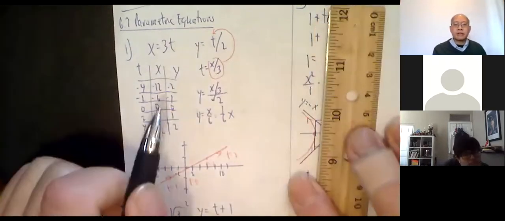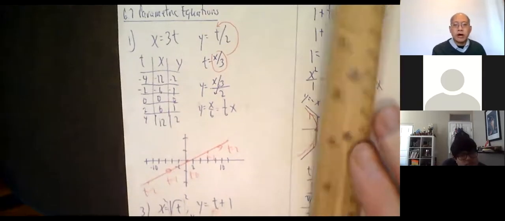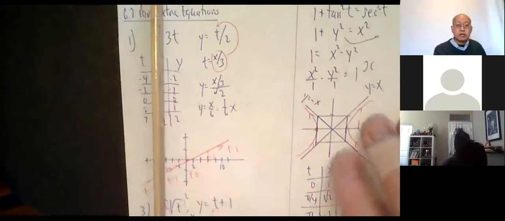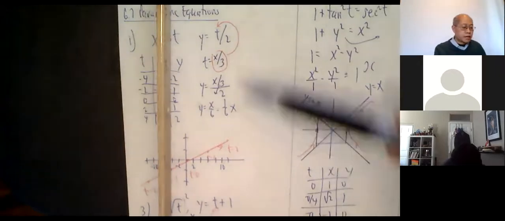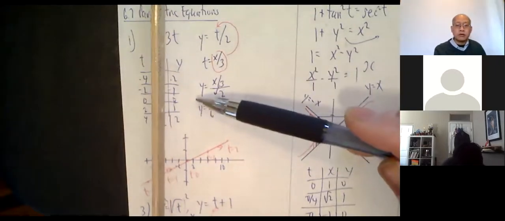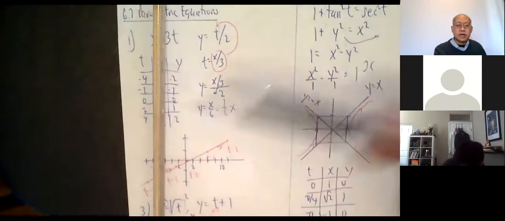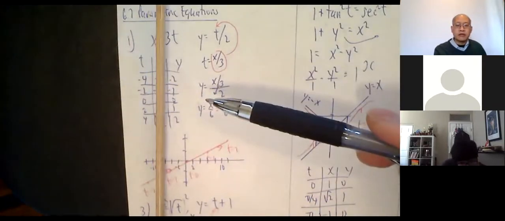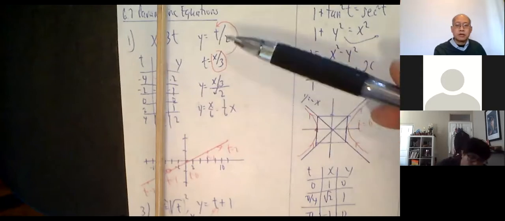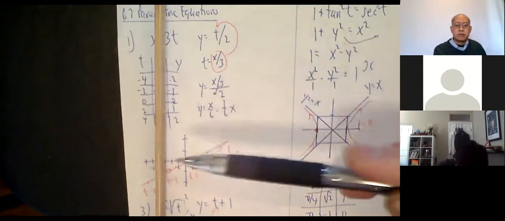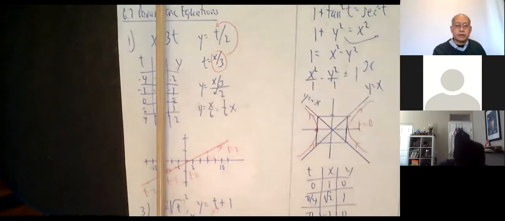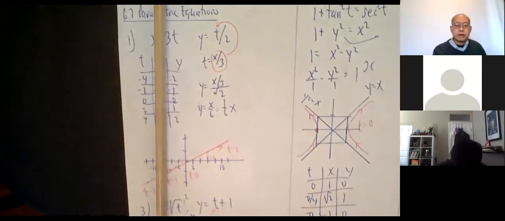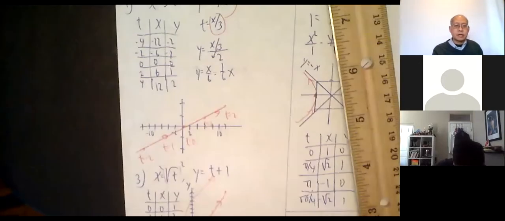All right, now I plot t versus y. y is t divided by 2, so ignore the x column. Plug in -4, y is -2. Plug in t is -2, I get y is -1. Plug in 0, you get 0. Plug in 2, you get 1. And plug in 4, you get 2. So I end up with this.